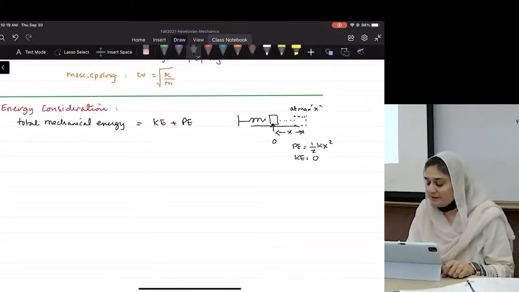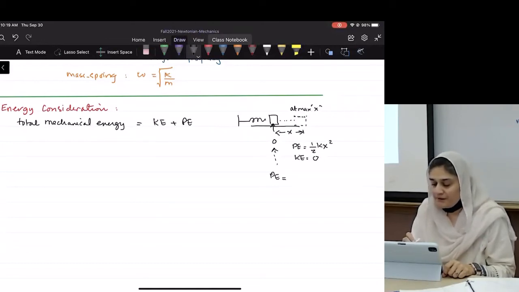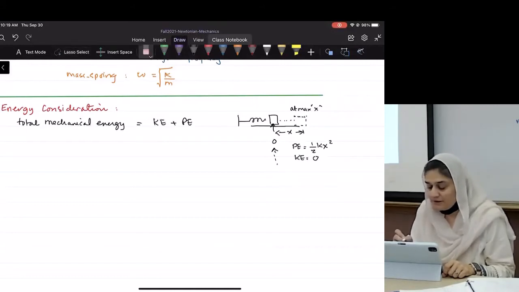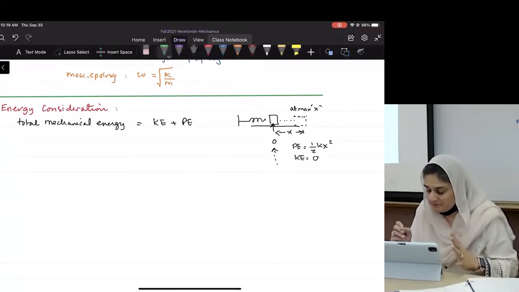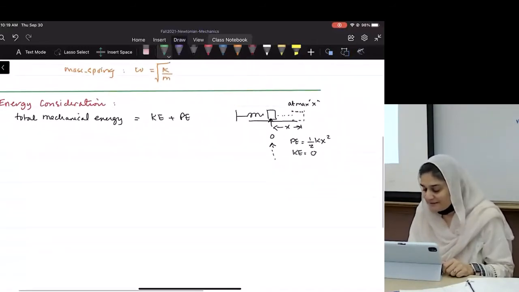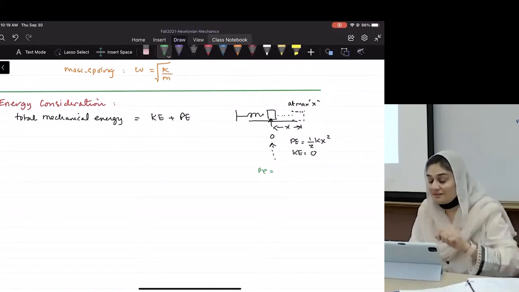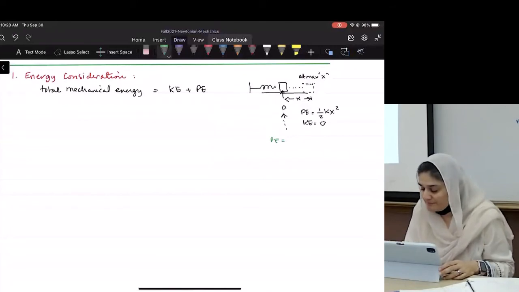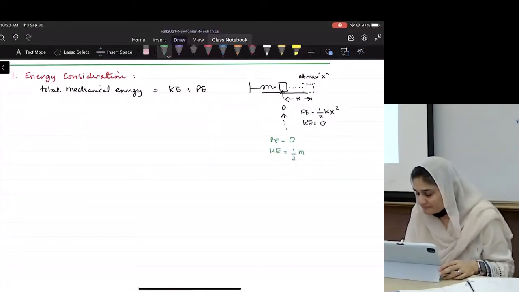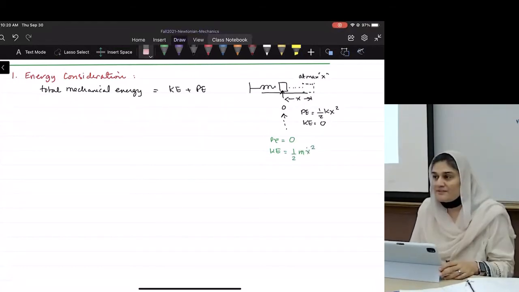Okay, now what about at the middle? What will its potential energy be right here? Actually, let me change the color. Pick a color. Green. Potential energy at the center. Technically 0, right? Because it was resting there. So what will be kinetic energy at this point? Can I plug all of these values in here?